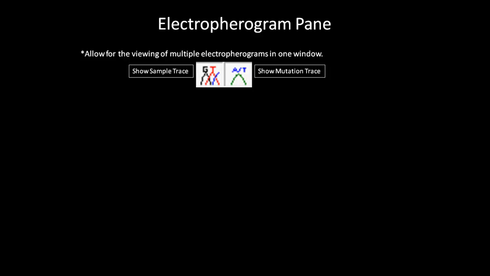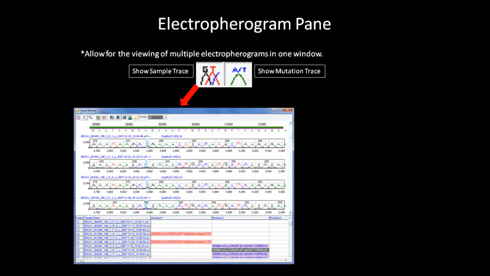Moving on to the electropherogram pane, with the icon shown here, you can select to show sample traces, show mutation traces, or show both. In the first example, only the show sample trace is selected. As you can see here, four sample traces are displayed at once. The variation is highlighted to show the position of the variant.